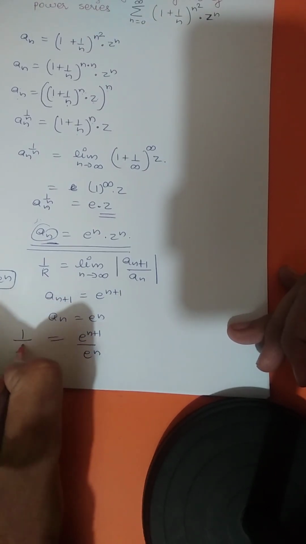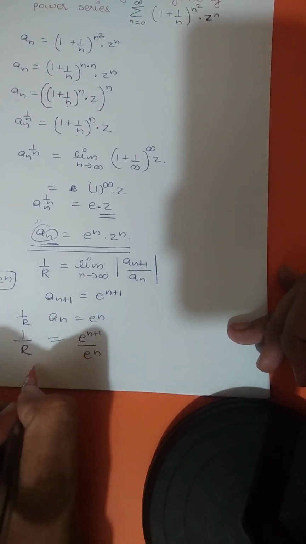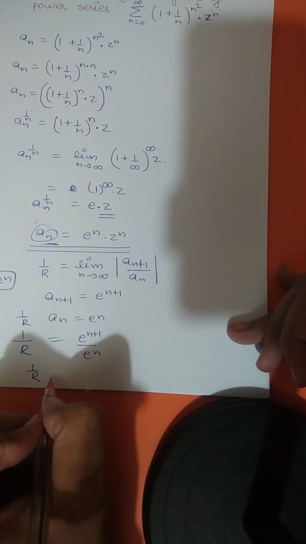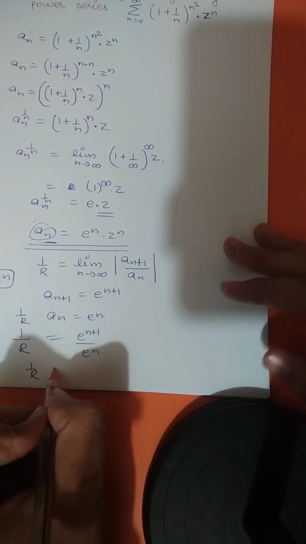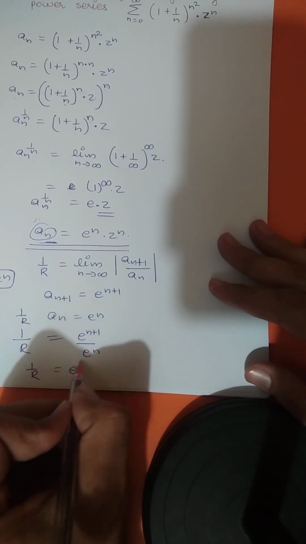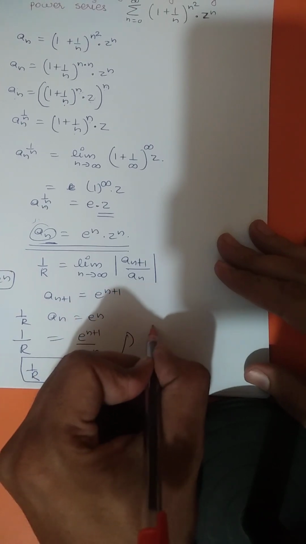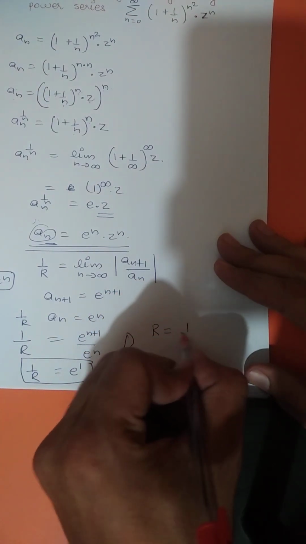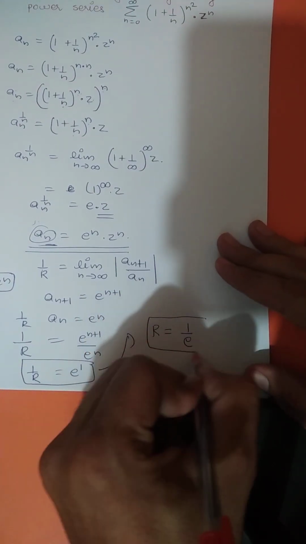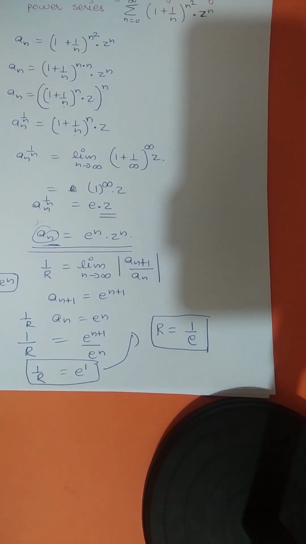So 1 by r value will be equal to e power n plus 1 divided by e power n, which means e power 1 only. So from here we can write that r value will be equal to 1 by e. So this is the radius of convergence for that answer.